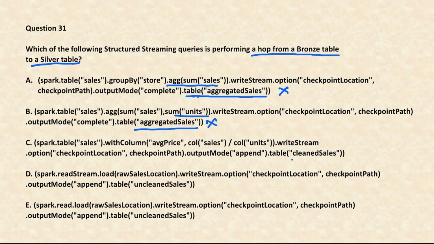Now you have clean sales here, which seems to be correct. Here you have unclean sales, which is also not right. So I will ignore these two and let's focus on this. You have an average price, which is doing some aggregation on top of that. There's a withColumn, which has added a column on top of that table to get your clean data. So basically this is the correct answer for this question.